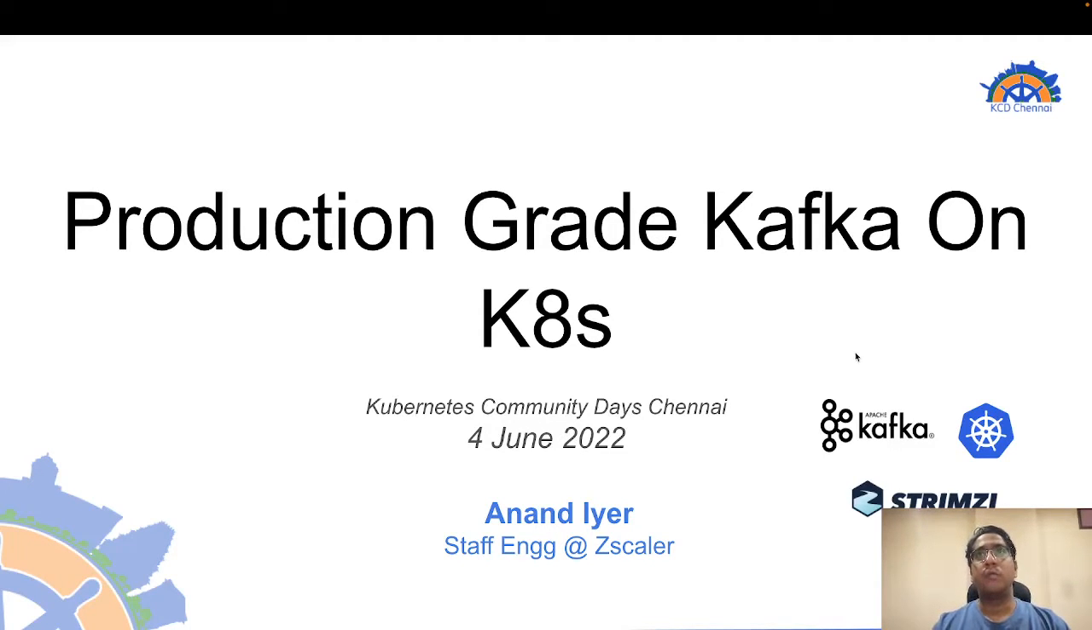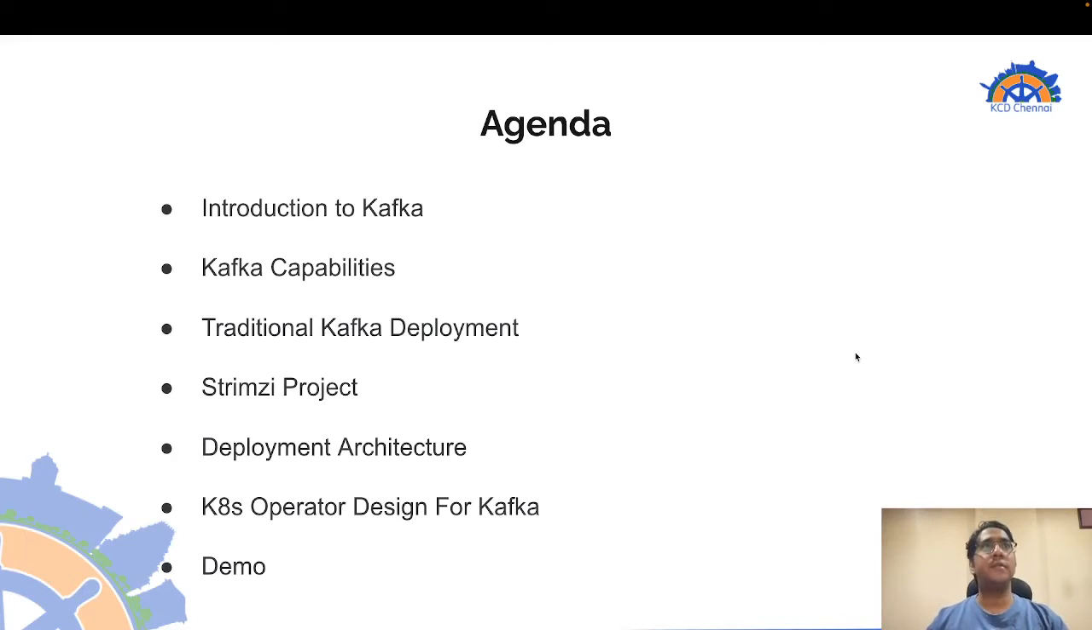So we'll look at the agenda first. We're going to cover an introduction to Kafka. We are going to look at Kafka capabilities, a typical traditional deployment, and how the Strimzi project is going to help us in this overall design. We'll look at the overall deployment architecture, Kubernetes operator design for Kafka, and we'll look at a demo as well.